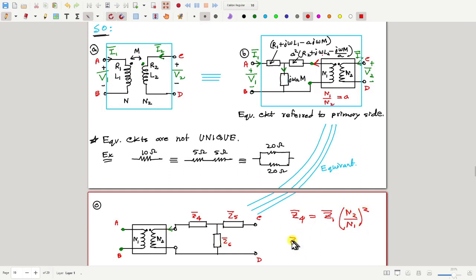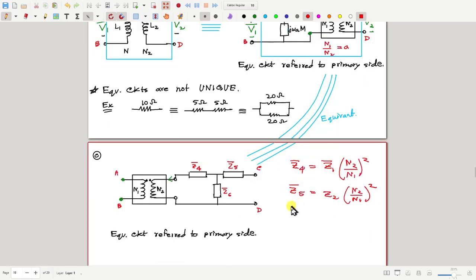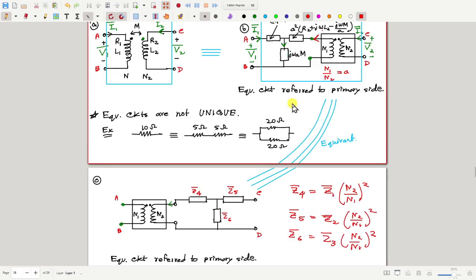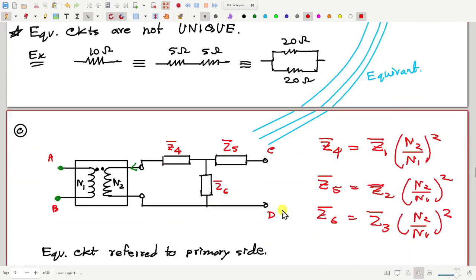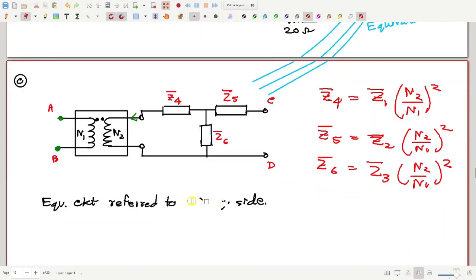Similarly, Z5 should be equal to Z2 times (N2 by N1) whole square and so on. Z6 should be equal to Z3 times (N2 by N1) whole square. If I take these values, then this circuit will also be equivalent to the previous two circuits. Now, this is called the equivalent circuit referred to the secondary side.